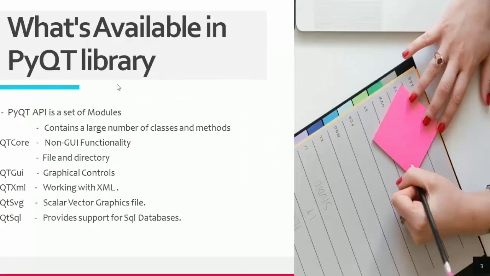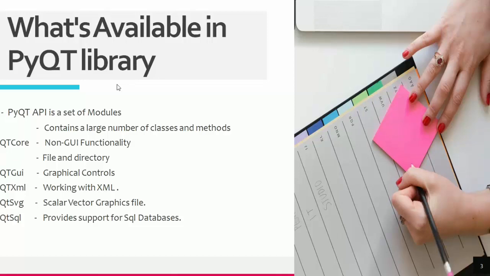So let's see what is available in the PyQt library. First, we'll see the PyQt application program interface, which is the API, a set of modules containing a large number of classes and methods. So what are the things available there? First, we have Qt Core, which is non-graphical user interface functionality used for working on files and directories.